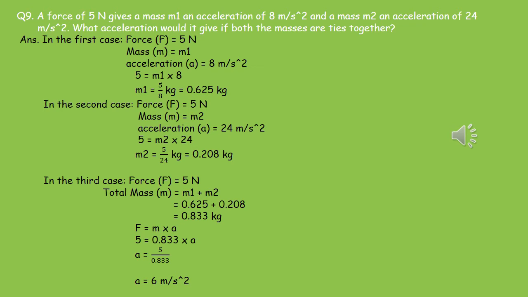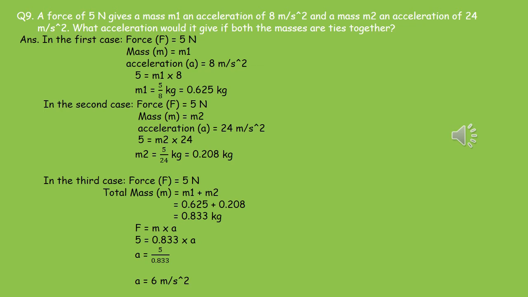and in the similar manner in the second case, mass is m2 and acceleration is 24. So we are getting 5 is equal to m2 into 24. So m2 is equal to 5 by 24 kg. When converted, 0.208 kg. In the third case, force is equal to 5 Newton, but the masses are tied up.